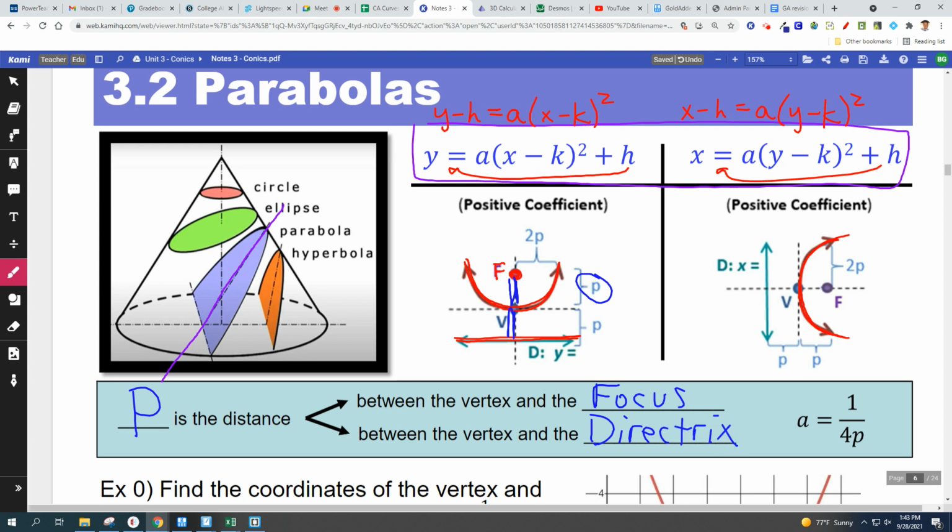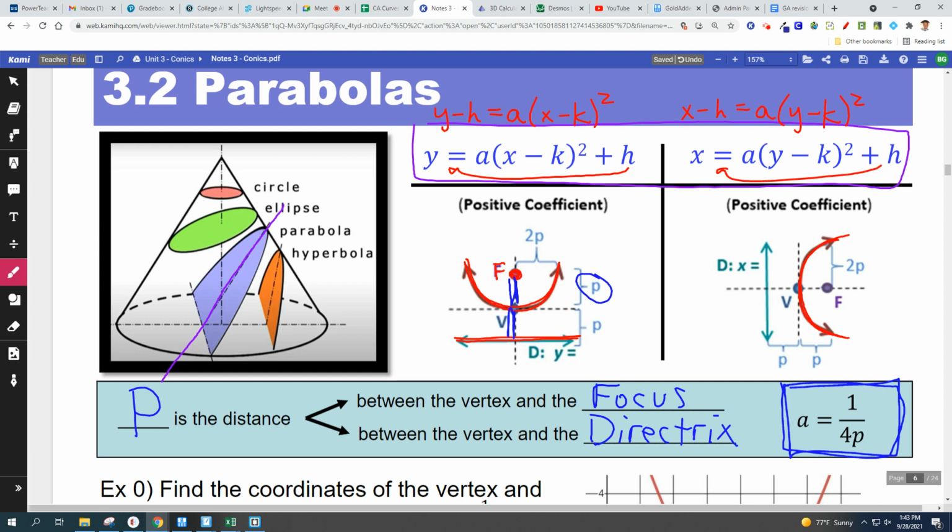It sounds a lot more complicated than it actually is. One thing you're going to need is this equation: a equals 1 over 4p. I don't really care if you memorize that, but it'd probably help. It comes up often enough that you probably want to have it memorized.